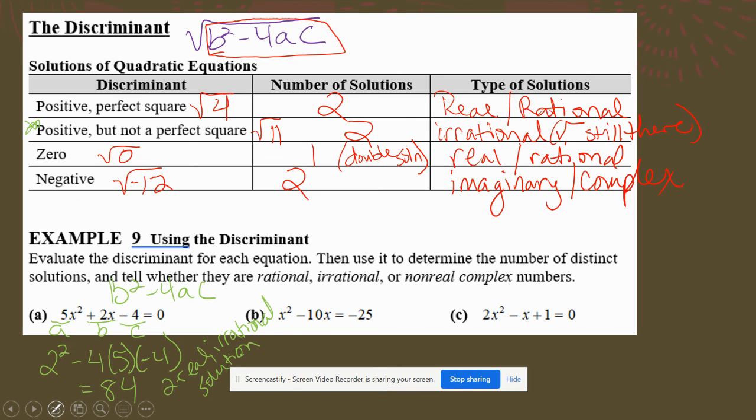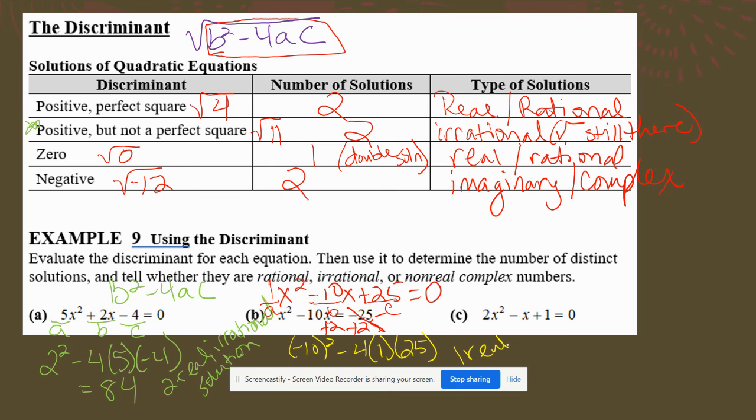For letter B, this is not equal to 0. So my first step is to add 25 to the other side. So we have x squared minus 10x plus 25 is equal to 0. That means that our a is 1, our b is negative 10, and our c is 25. If I plug that into b squared minus 4ac, we'd have negative 10 squared minus 4 times 1 times 25. Well, 10 squared is 100. 4 times 1 times 25 is 100. 100 minus 100 is 0. So this is one real, rational, double solution.